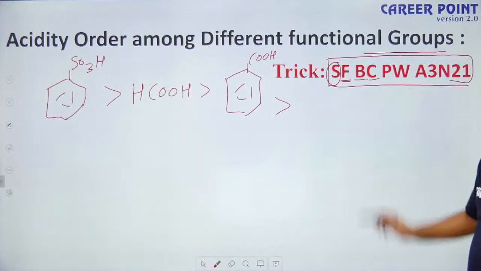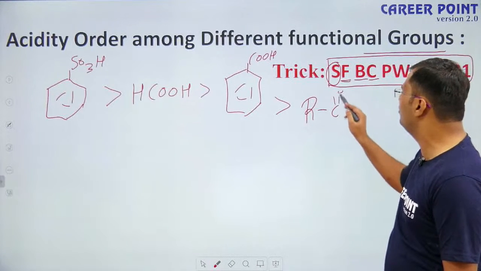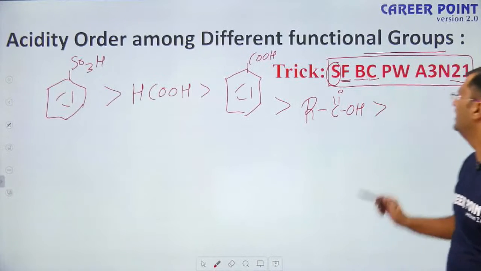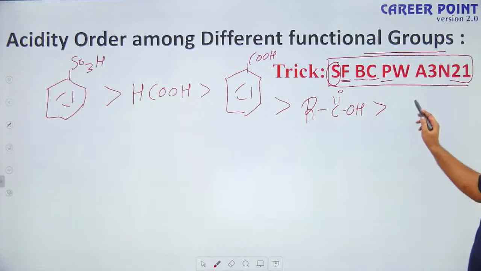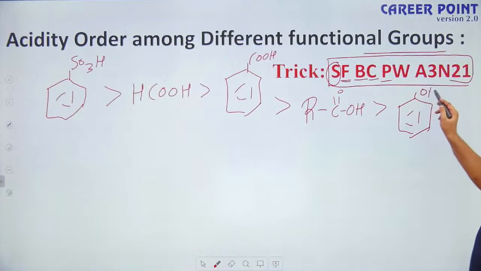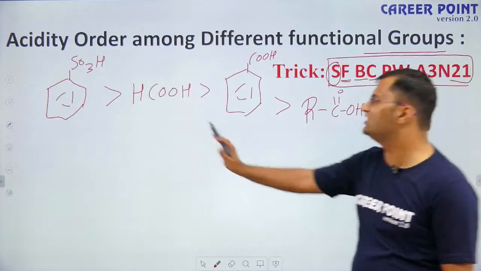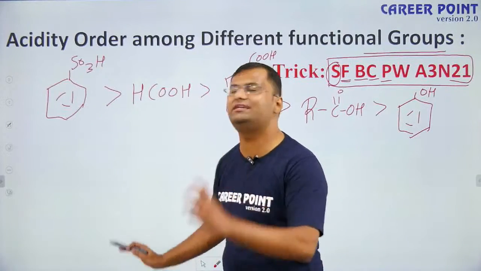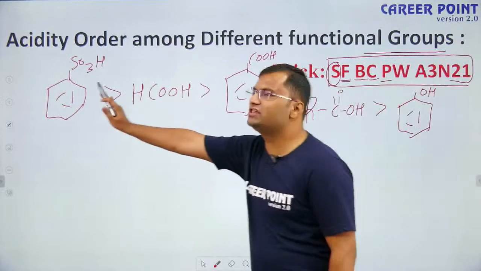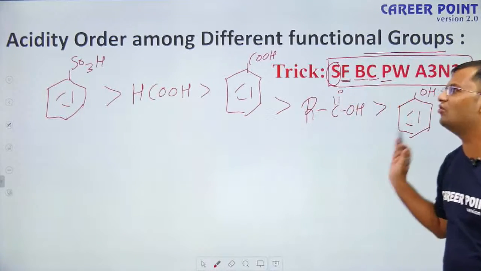After that we will write carboxylic acid, meaning any group RCOOH. After that we will write phenol, P for phenol. This is the decreasing order of their acidic strength. Sulfonic acid has more acidity as compared to other compounds. First this is more acidic, after that this is less acidic, and after that the series will go on.